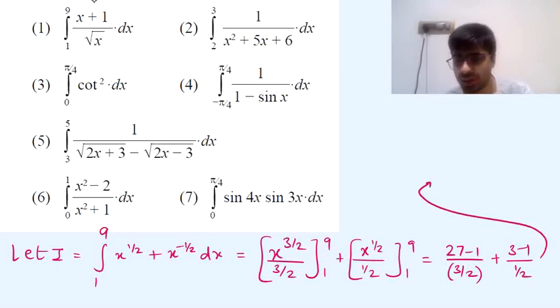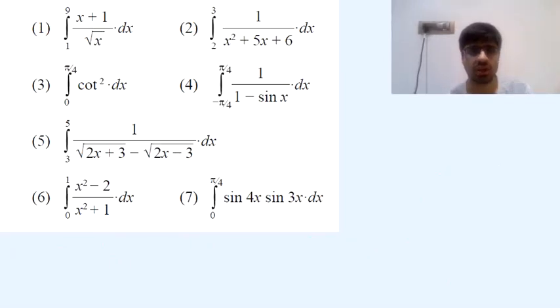So evaluating that further, we have 26 into 2, which is 52, divided by 3, and then we have plus 2 into 2, which is equal to 4. So that's going to be 64 upon 3, and that's the final answer for the first question. We continue with the second one.